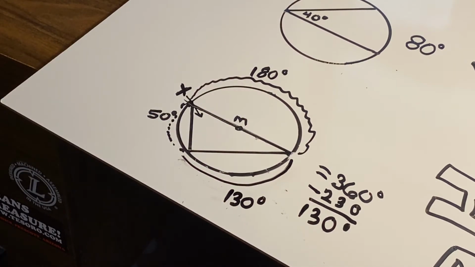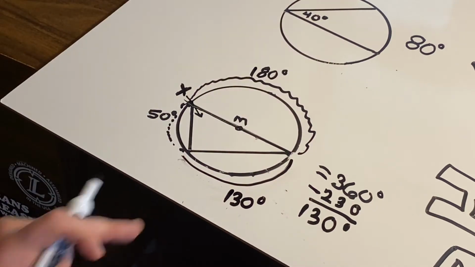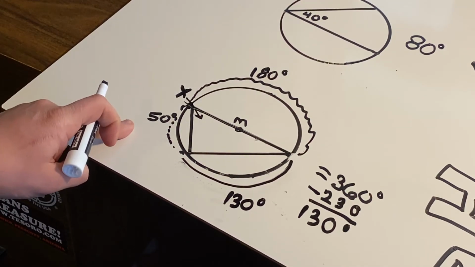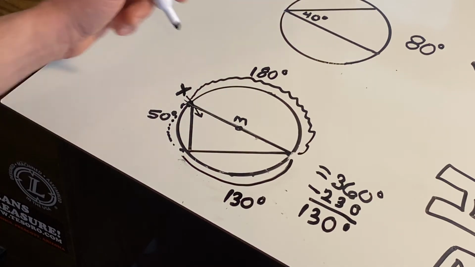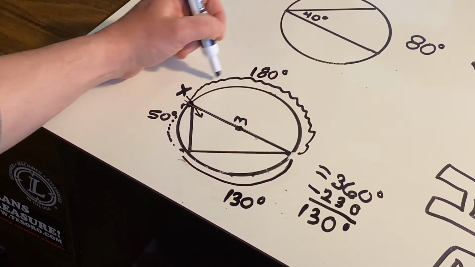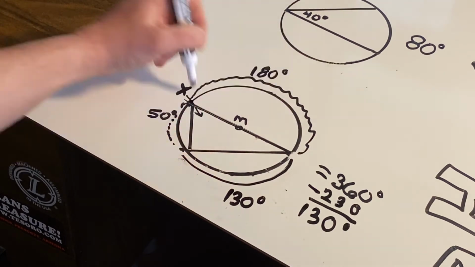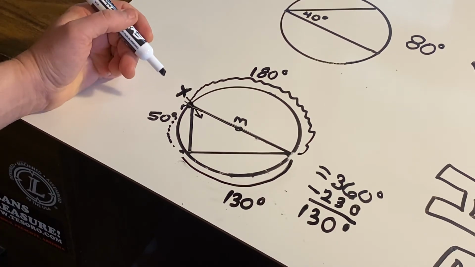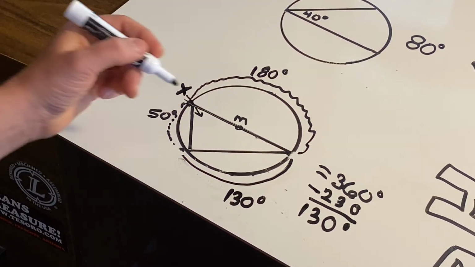Now let's add them up and see if we get 360. So 130 plus 50 is going to give us 180, and then this side is half of the circle, so if we add 180 to that, then we get 360. Okay, so great. We did our measurement check.